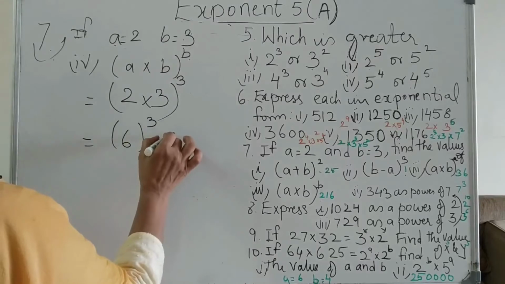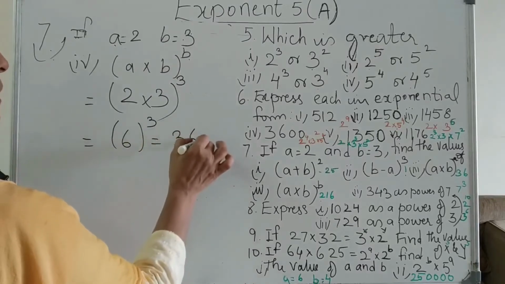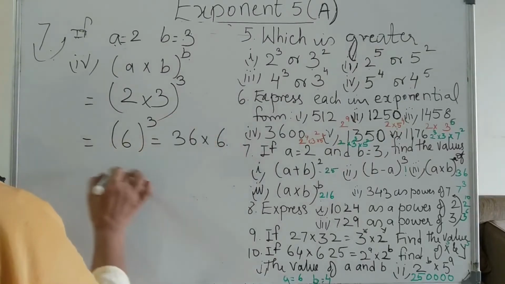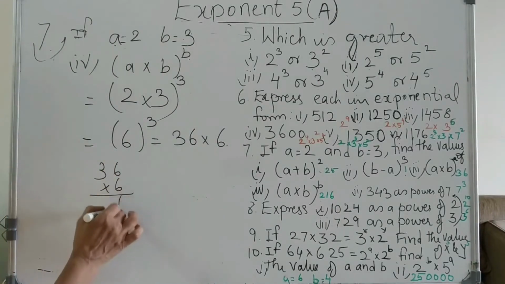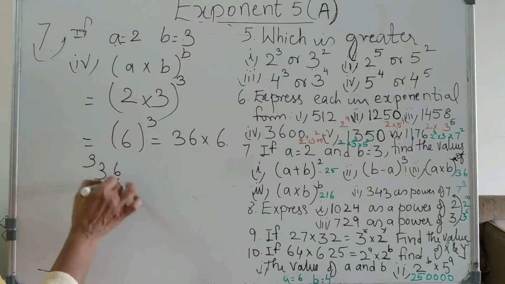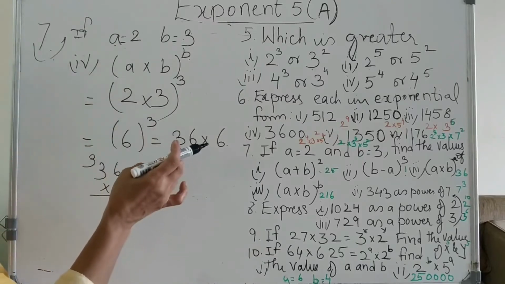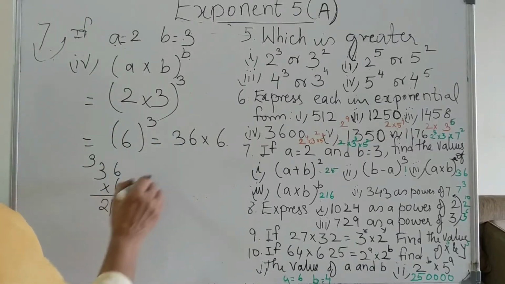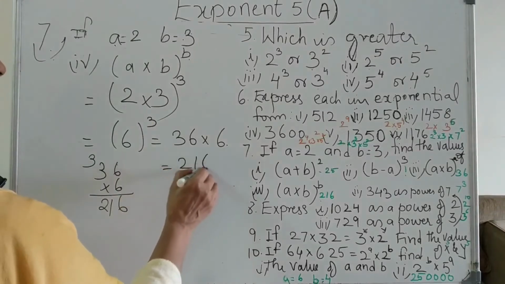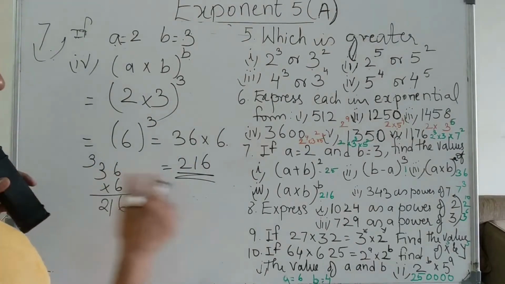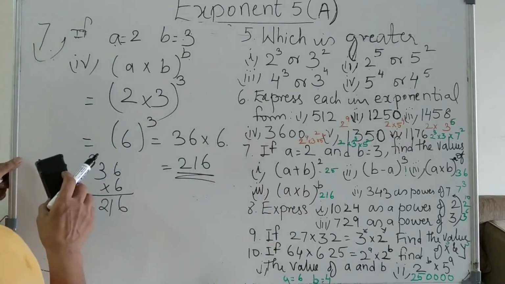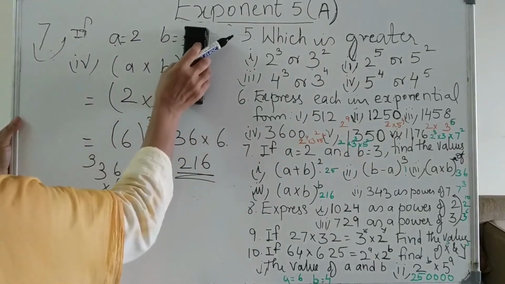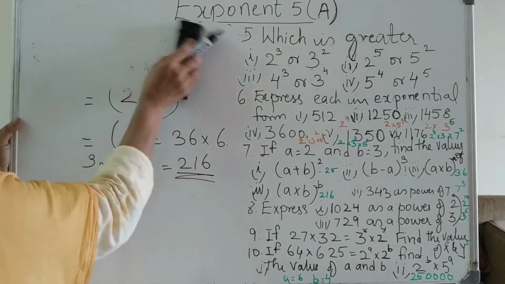Now 6 into 6 is 36, 36 into 6. Now you multiply this: 6 times 6 is 36, 3 carry, 6 times 3 is 18, 19, 20, 21. So the answer you get is 216 after substitution. So the fourth is 216. Now these 4 sums are over. We go to the 8th sum.